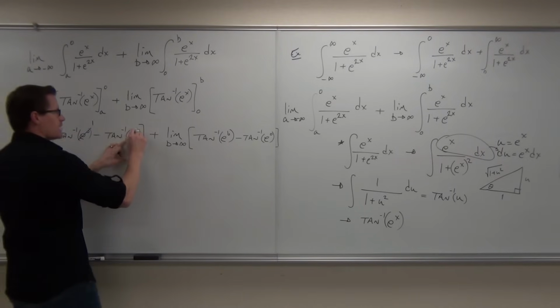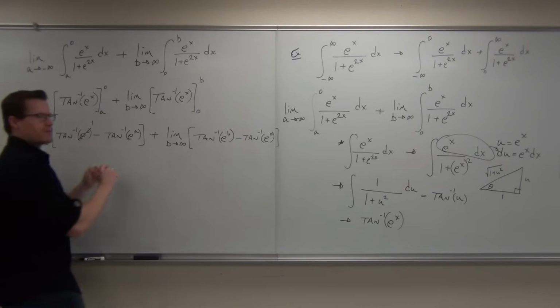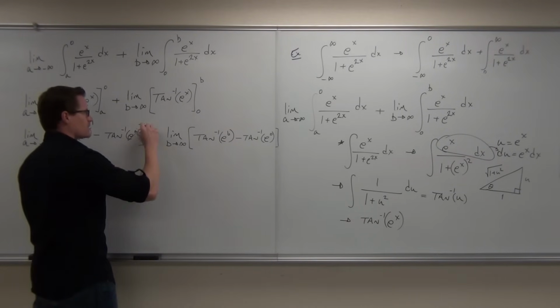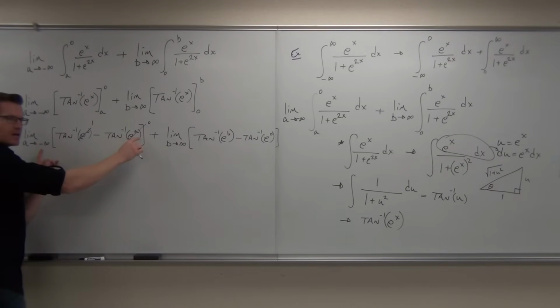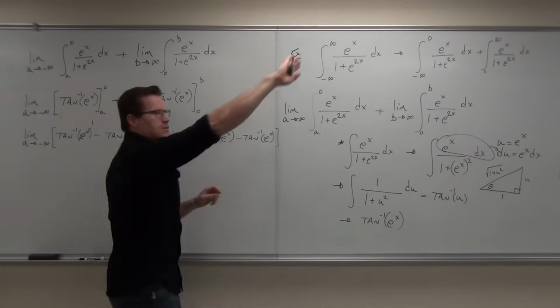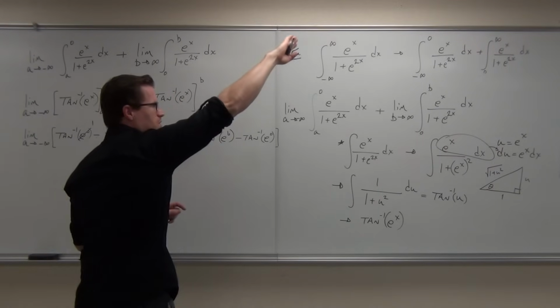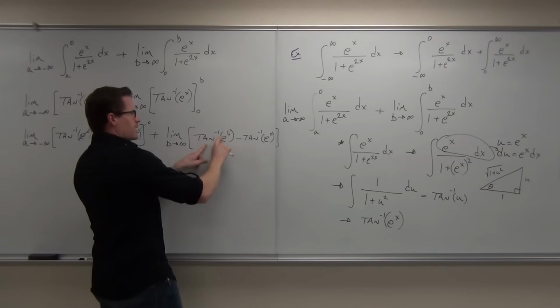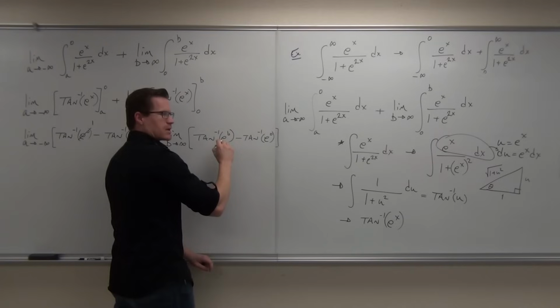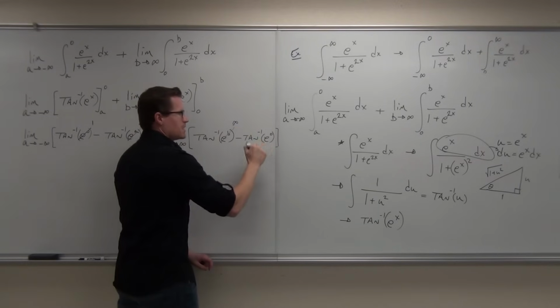How much is e to the a as a approaches negative infinity? 0. Very good. As a goes to negative infinity, e to the a is e to the negative infinity. E to the x goes like this, so as x goes to negative infinity, we're going to 0. How about e to the b as b goes to infinity? Infinity. Very good. E to the infinity is infinity. How about e to the 0 again?